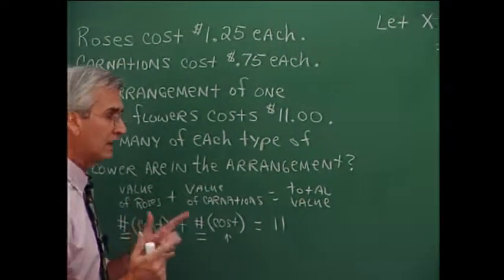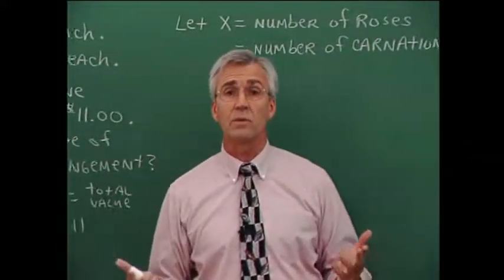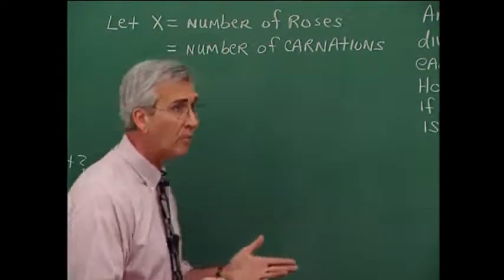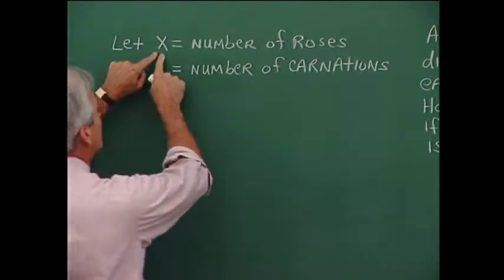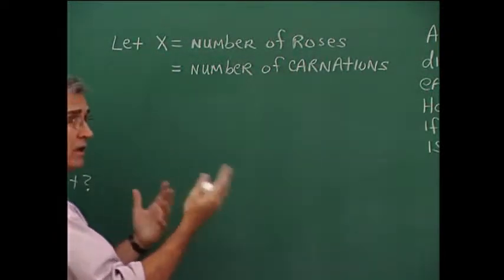How do we assign a label to the number of roses and the number of carnations? Well, certainly we can just let a letter like X stand for one of them. That is the number of one of them. I'm going to let X stand for the number of roses. What about the number of carnations? Do we just select another letter?